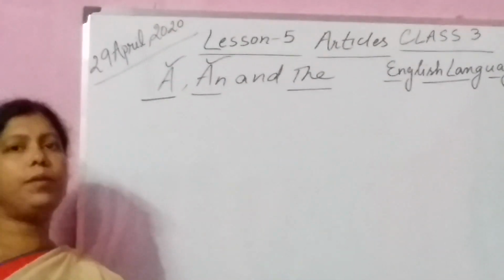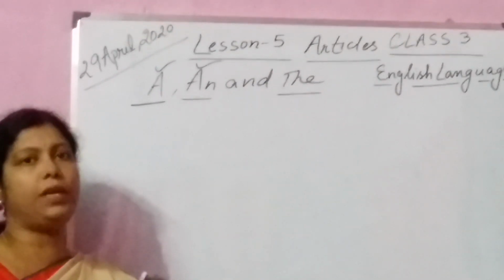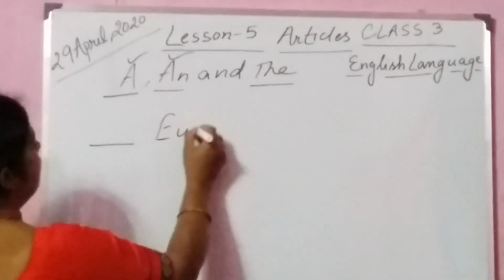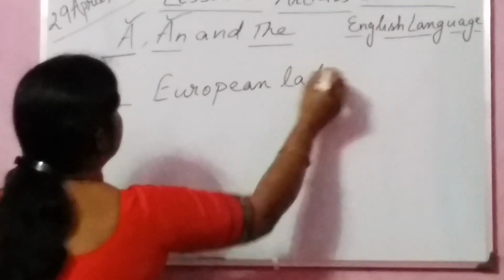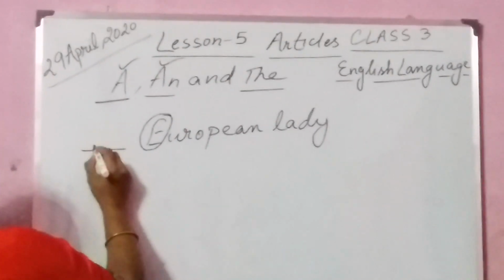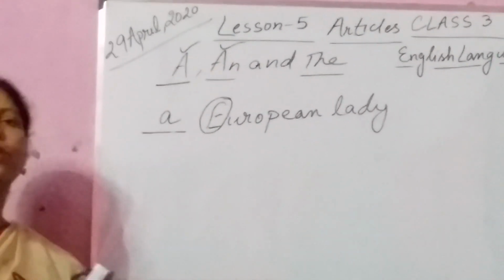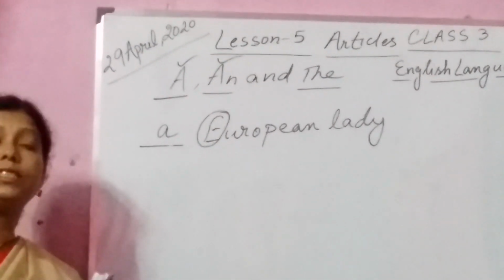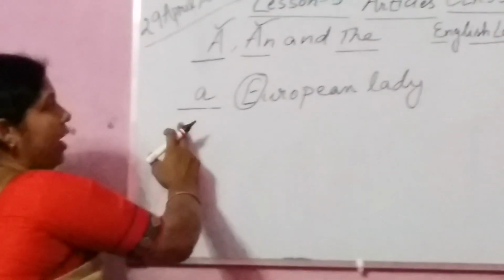Now children, now I am going to teach you some words which are exceptions. Okay, like you see dash European lady. Please see this. See, this is starting with E, isn't it? This is a vowel, but here we are going to write a European lady. Why are we going to write a European lady? Because of the pronunciation of this word, which is actually yuropean. The Y sound is coming. So we are using a European lady.